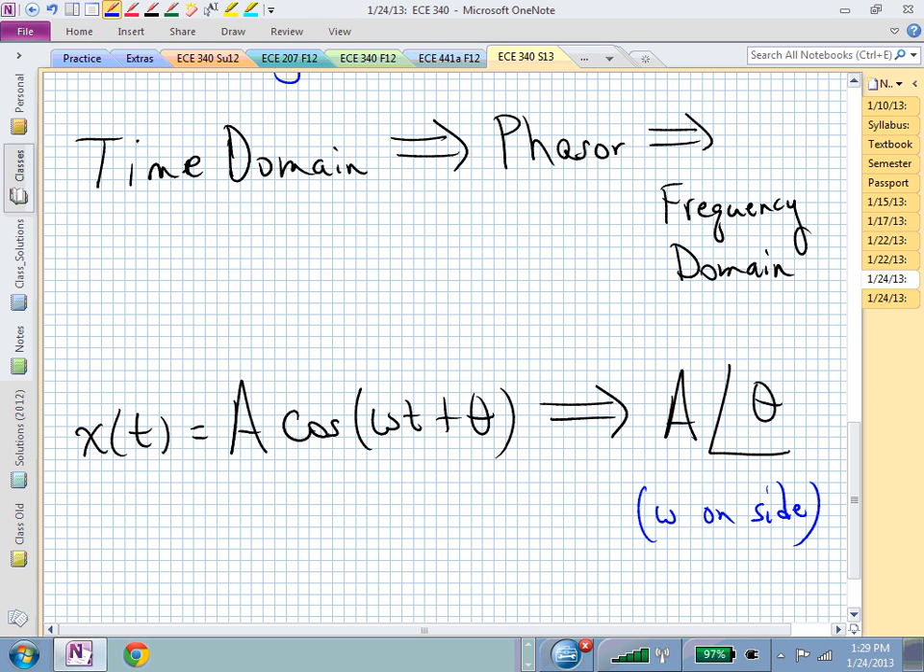Well, now you need to know what the frequency was. If somebody says, oh, the magnitude is A and the angle is theta, you need to know what the frequency is in order to really capture what's going on. So that omega is somewhere on your page or in your head. You know what the frequency is. The phasor form just gives you the magnitude and the angle. You really need to keep that omega on the side. You need to know what the frequency is.